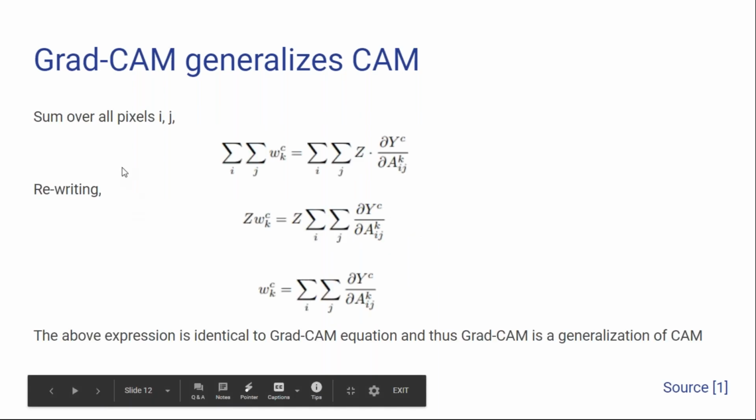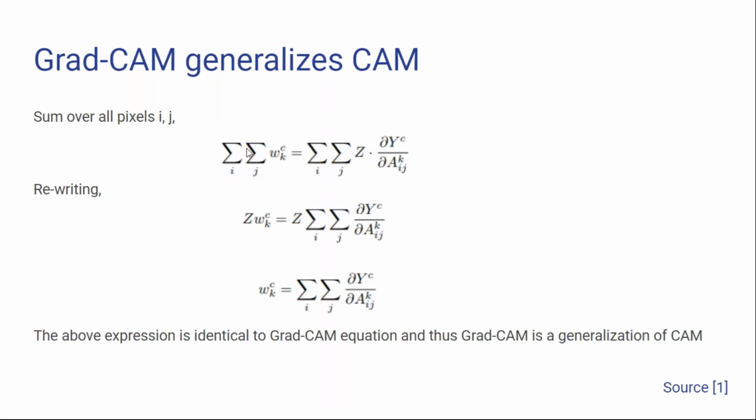So this becomes wck into z into dY by dA, and then we do a sum over all pixels, so sum over ij of the weights, sum over ij of the gradients, and this z is nothing but the total number of feature map pixels. So it becomes z wck, and you can rearrange it and you will get it like this. So finally the weight of that feature map k for that particular class c is given by the sum over the gradient of that y for that particular class c with respect to that activation map k.